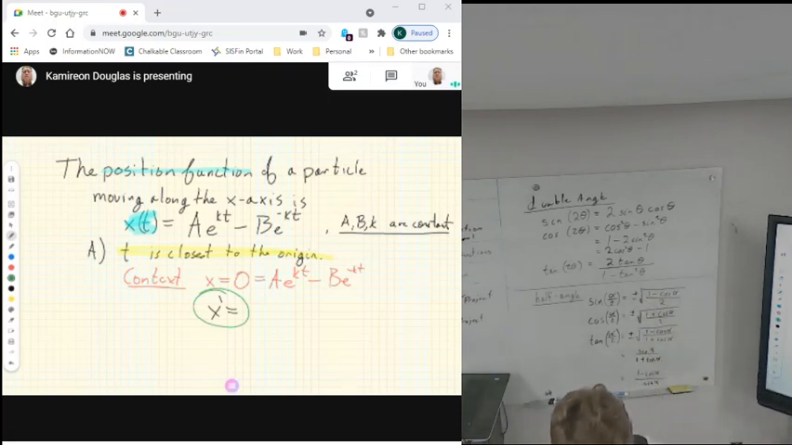Actually, there's no particles because they're constants, right? Say again, Evan? It's going to equal 0 because the particle is moving along a straight line on the x-axis.